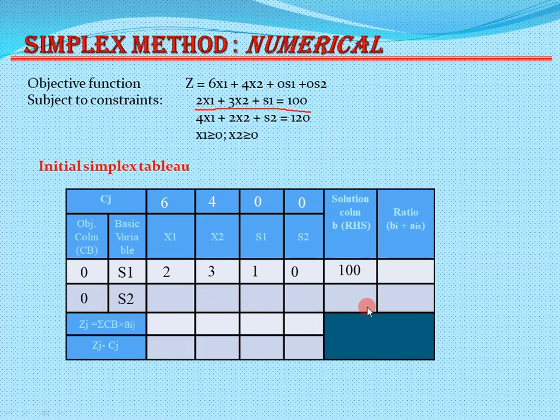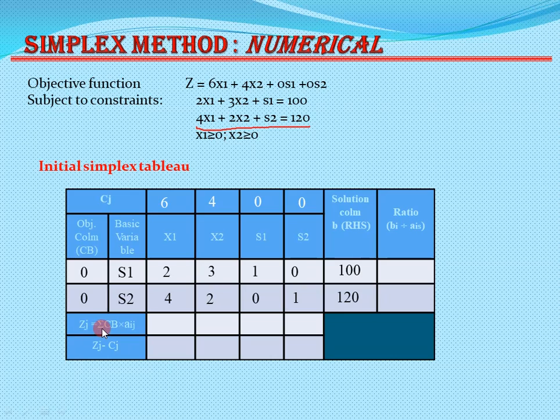Now for the second row, we consider the second constraint and its coefficients are written in the second row. So the x1 coefficient is 4, so we write 4 here. The x2 coefficient is 2, then there is no s1, so write it as 0, and the s2 coefficient is 1. Similarly, in the solution column we write the right hand side value, that is 120. In this way we get the different values of the table.